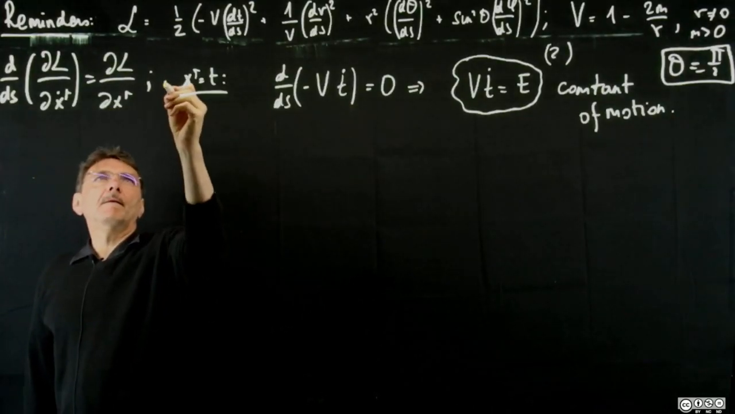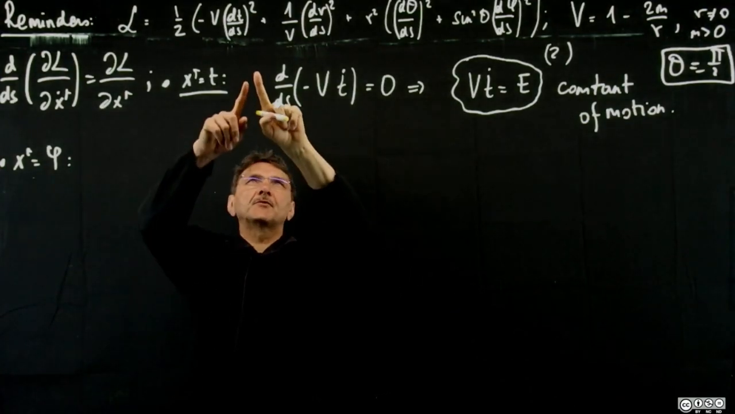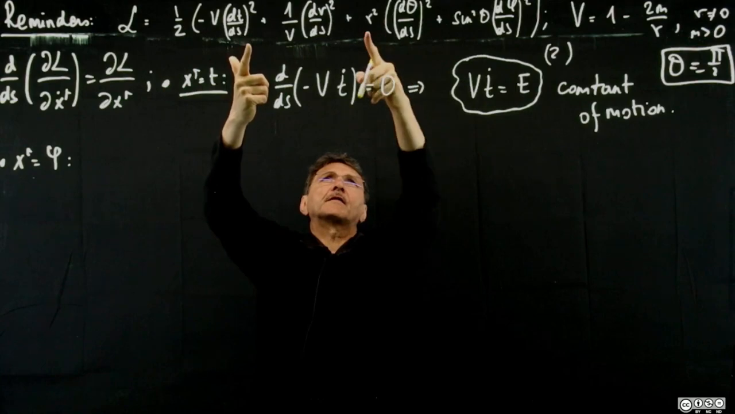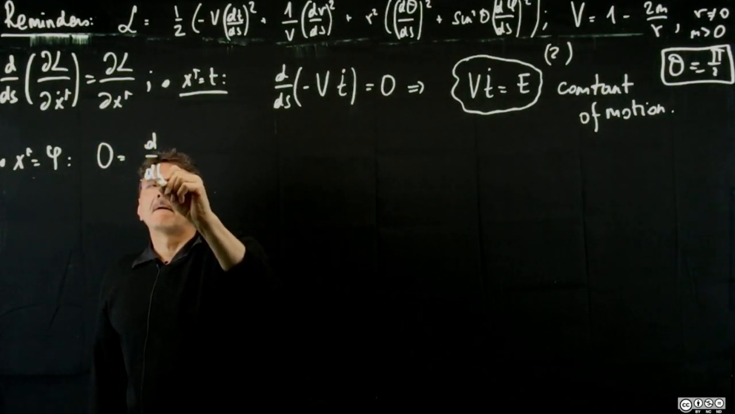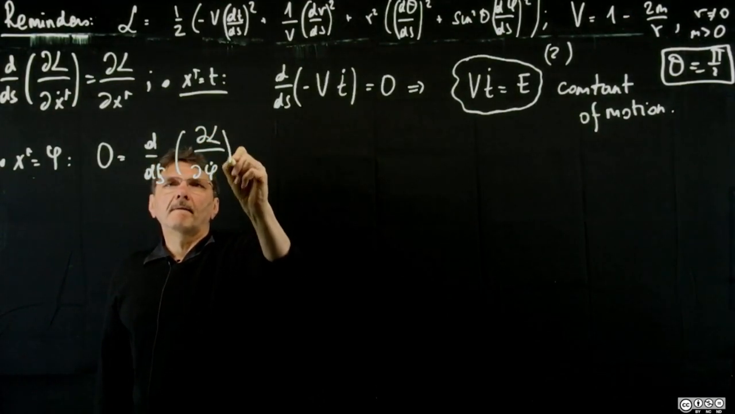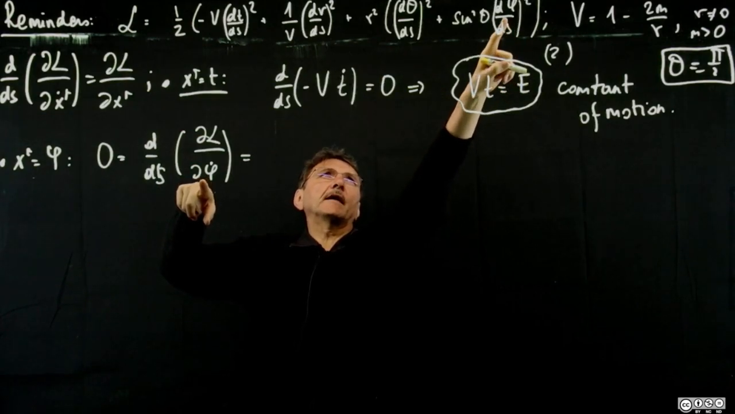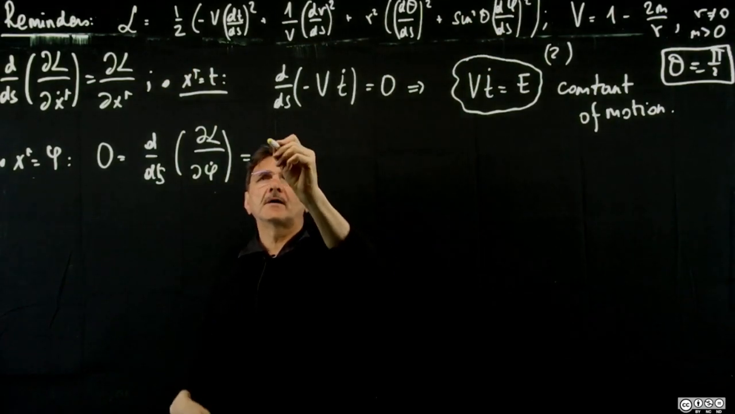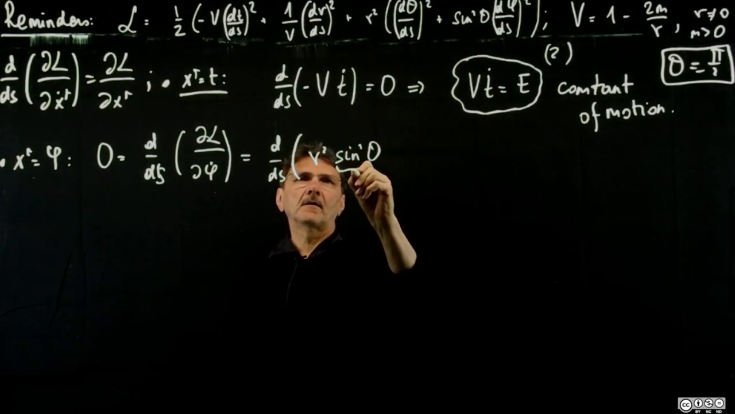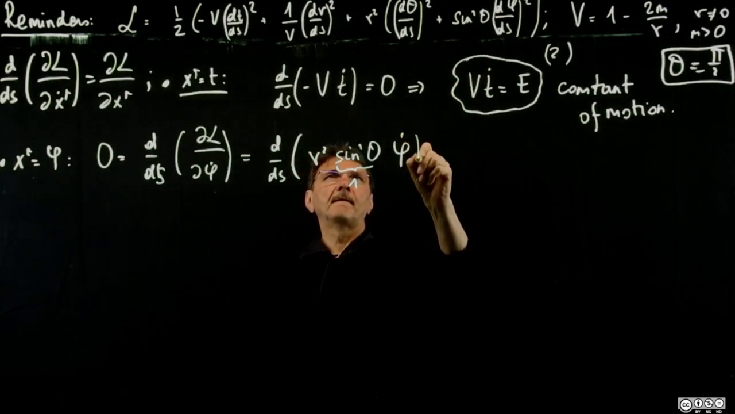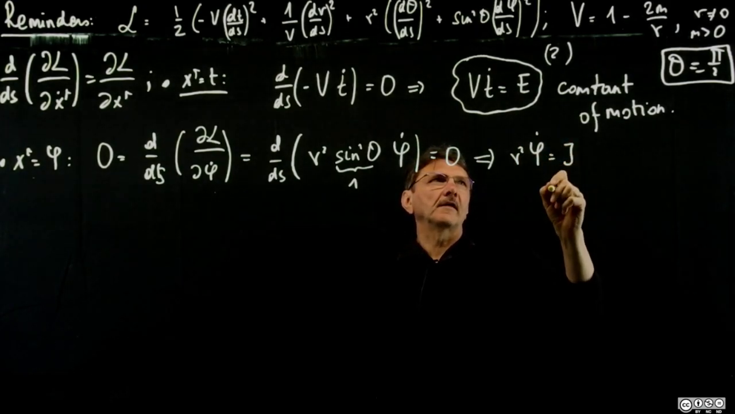If I now take x mu is phi, then again, the metric does not depend upon phi. There's no phi here. There was a theta, there's r, but there's no phi. So the right-hand side will be 0. And then this is dL over d phi dot. I get a 2, which cancels this 1/2, and r square sine square theta. Well, let me just write it in, but it's 1, right? And phi dot. And this is 0, which means that r square phi dot is a constant j, again, a constant of motion, right?